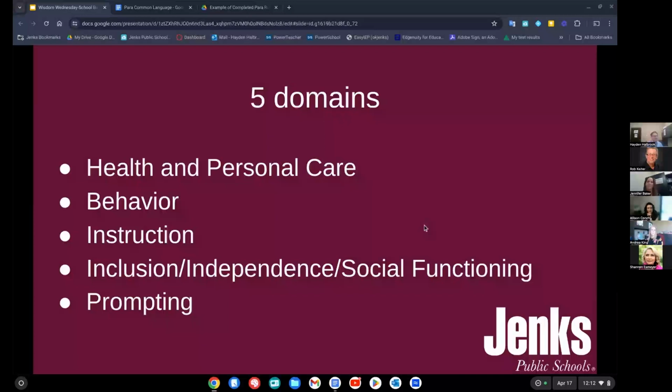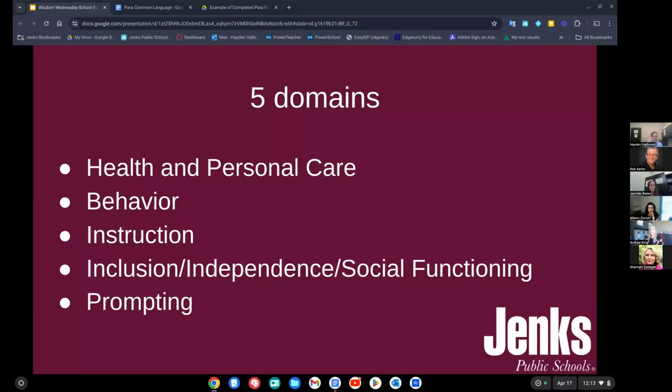I'm going to go over the 5 domains, and you can see the download of the paraprofessional rubric that is not filled out. We have these 5 domains, and they run vertically on the handout. What we try to do is go through each one of these domains and complete that.